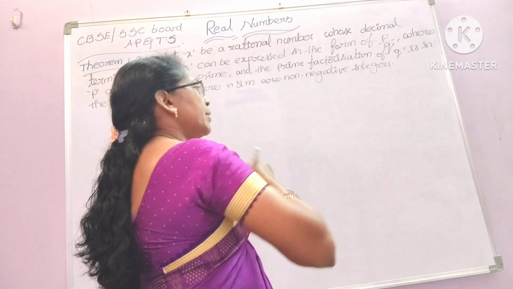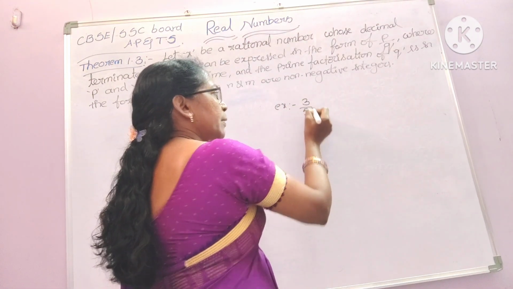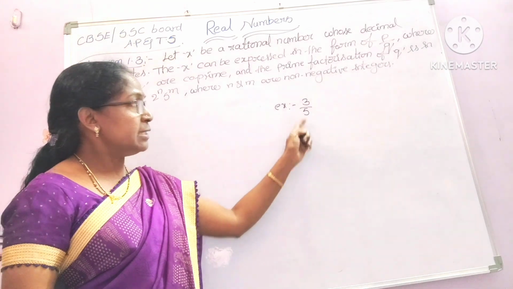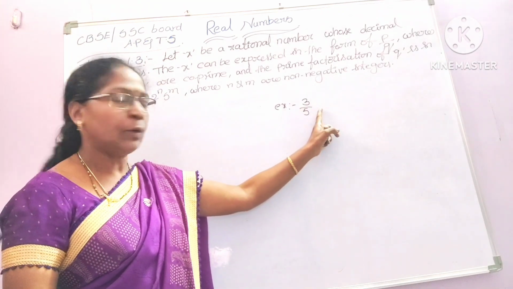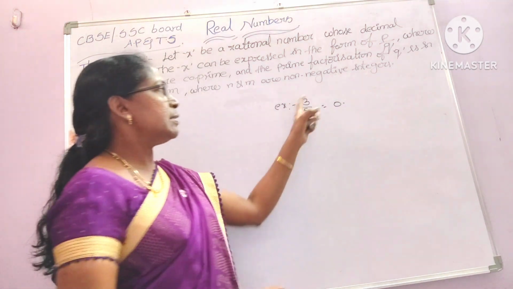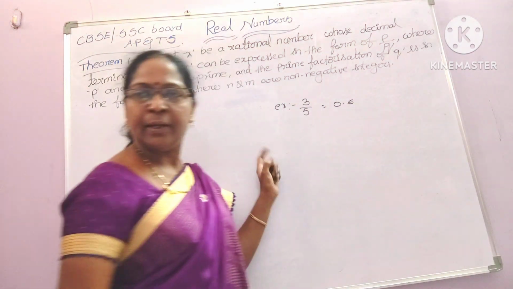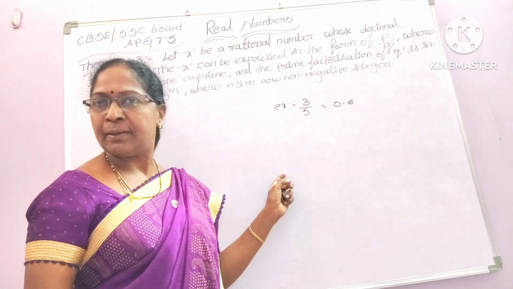Suppose, for example, 3 by 5 is the question. Is 5 divisible into 3? No. So take 0, that means 0.5 is divisible into 30. 6 times, so you will get 0.6. This is the terminating decimal.